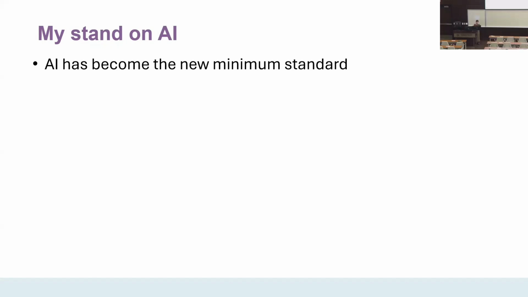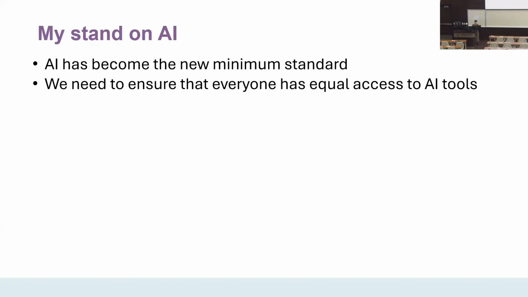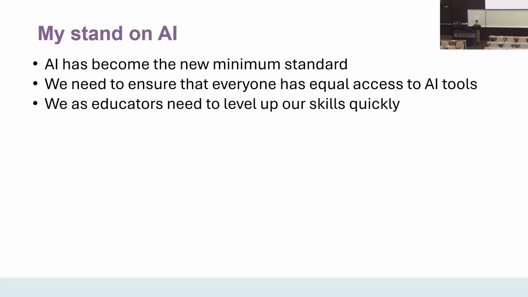And because now AI is the minimum standard, if you're not doing any better than AI, then why do we need you, right? And so because of that, I think we need to ensure that everyone has equal access to AI tools, because this is absolutely essential right now. And we as educators, we need to level up our skills so we can teach our graduate students how to use it, and make sure they are up to date on these AI tools.